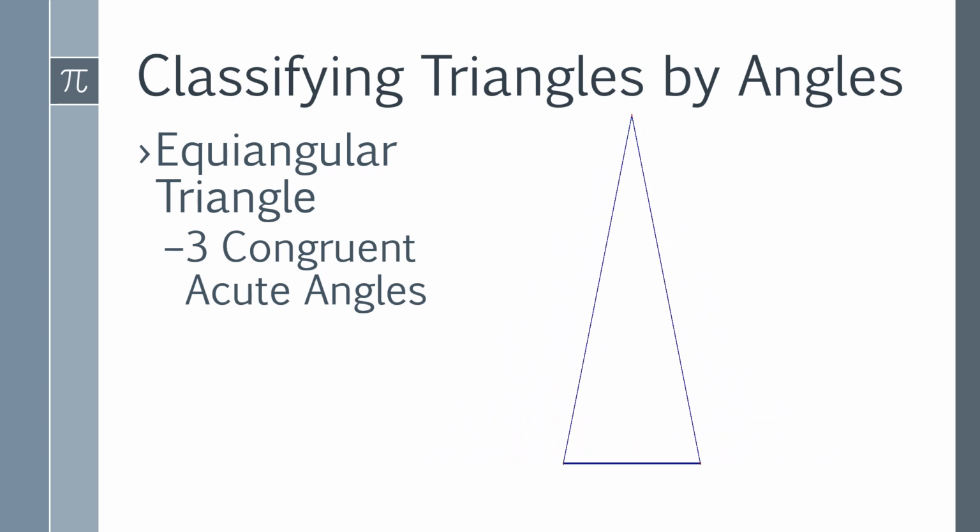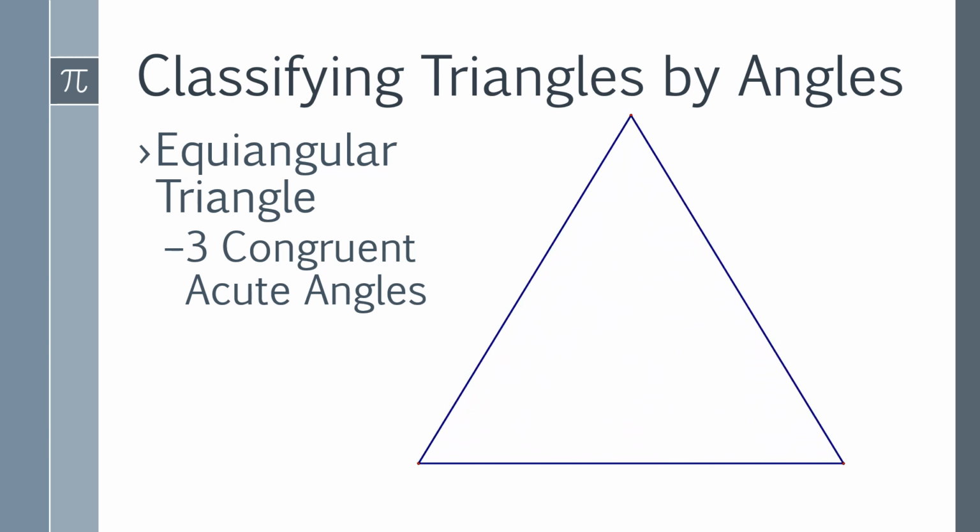Now there is a very special kind of acute triangle, and it's called an equiangular triangle, and that means that all of the angles of the triangle are equal or congruent.